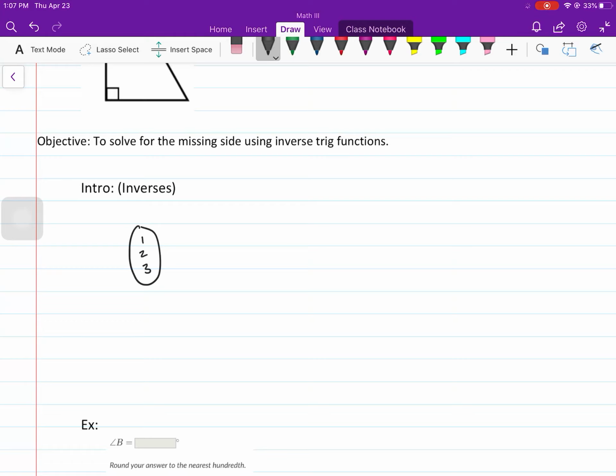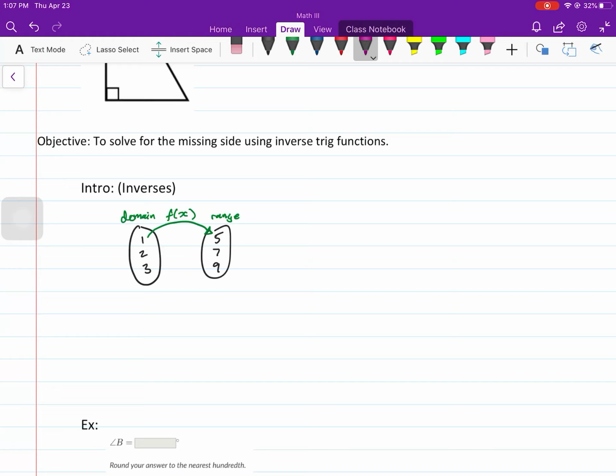So if you remember, we've talked about functions before. So what does a function do? Well, a function maps one value to another. So basically f of x, f of 1 sends it to a 5. This right here is our domain. This right here is our range.